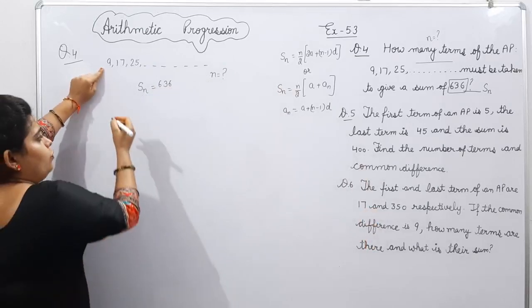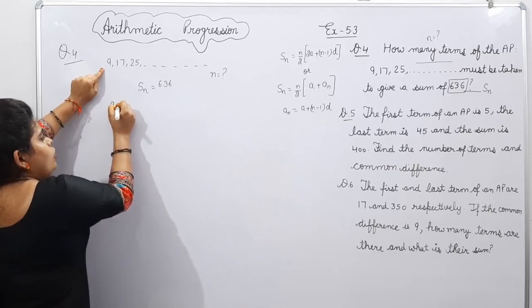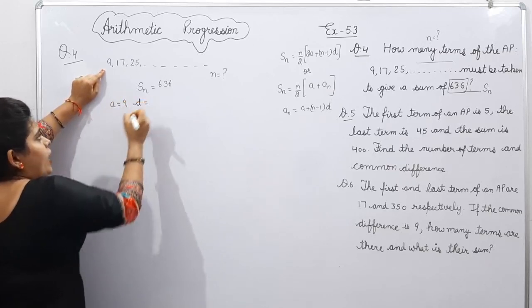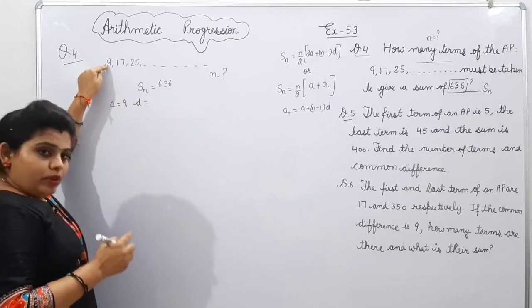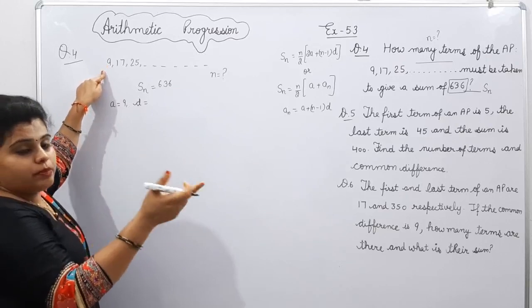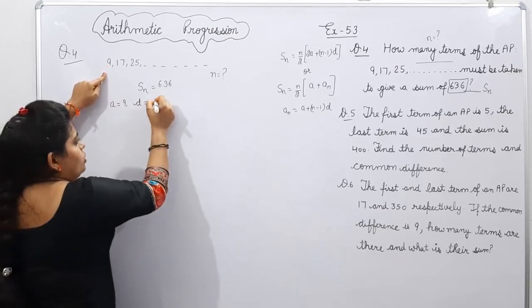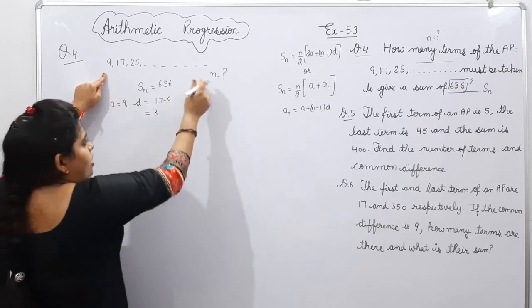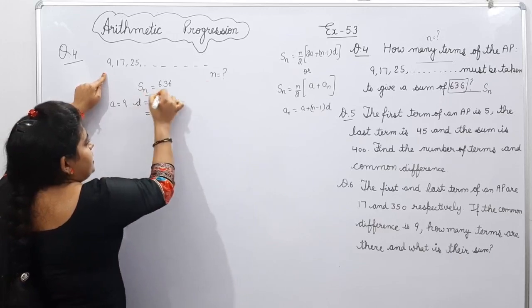Now, from this AP, we will find the value of a. What is the value of a? 9. D, how will we find d? We will subtract the preceding term from the next term. पहले वाली term को उसकी next term से subtract करेंगे. Means d will be equal to 17 minus 9, which is equal to 8. And Sn is given.